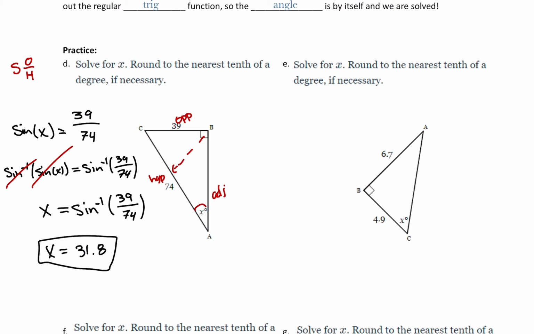Okay, example E, same steps. Step 1, identify my angle. Step 2, label my sides. Adjacent's always touching, and opposite is what's left. Now step 3, identify which trig function I need. I'm using my opposite and my adjacent, which happens to be tangent. Step 4, set up my equation. I'm using tangent, so I'll start with tangent of my angle, which is x in this case, is equal to my fraction, my opposite over my adjacent, 6.7 over 4.9.